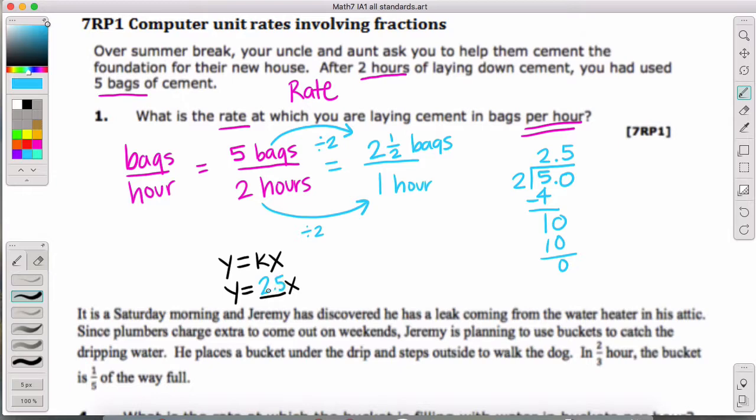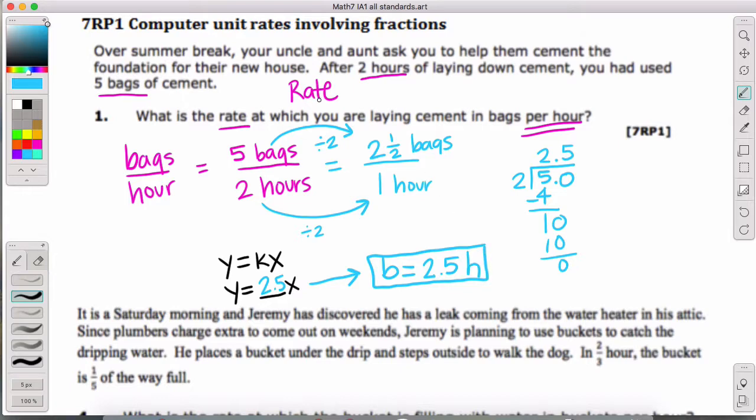y equals 2.5x. Also, though, we do have b and we have h. So let's change that to use the b and the h from the problem. So instead of y, the number of bags equals 2.5 bags per hour multiplied by the number of hours. So that would be our final answer. The number of bags of cement is going to be 2.5 bags multiplied by the number of hours.